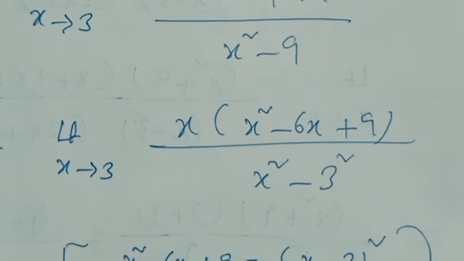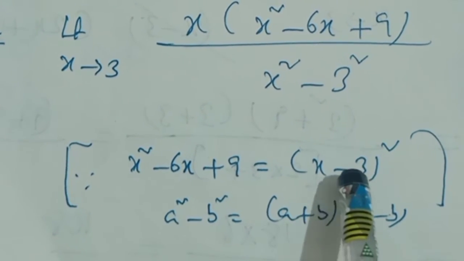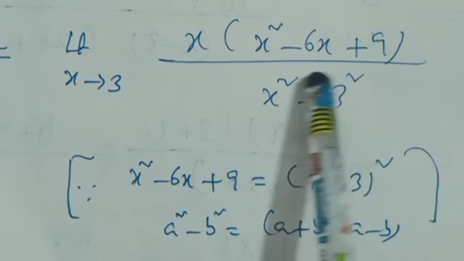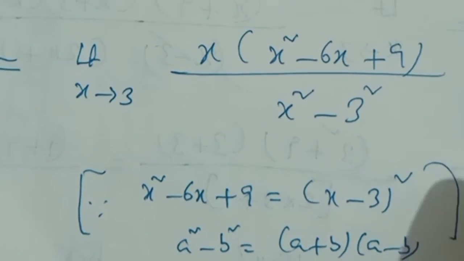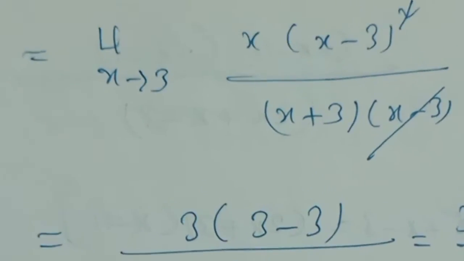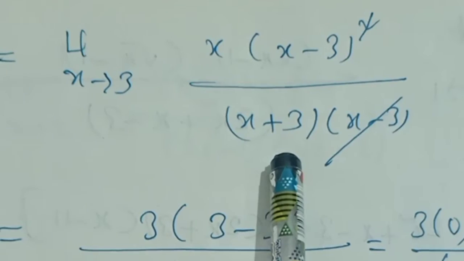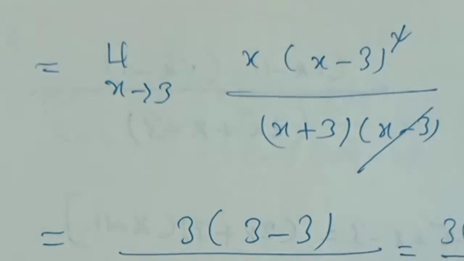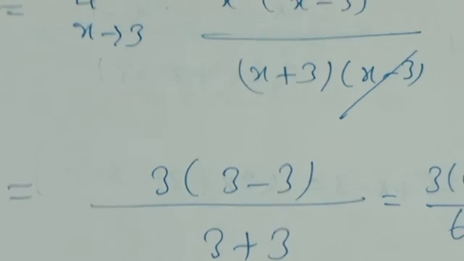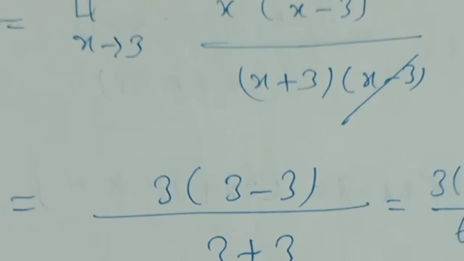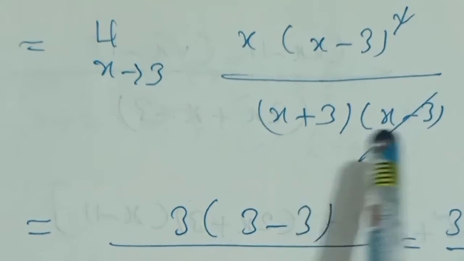Now next, x square minus 6x plus 9 factors will be x minus 3 whole square, and the denominator we write using the identity a square minus b square is equal to a plus b into a minus b. Now the next step: limit x tends to 3, x into x minus 3 whole square by x plus 3 into x minus 3. Here we observe the common factors are x minus 3, so those are cancelled. Finally, limit x tends to 3, x into x minus 3 by x plus 3.